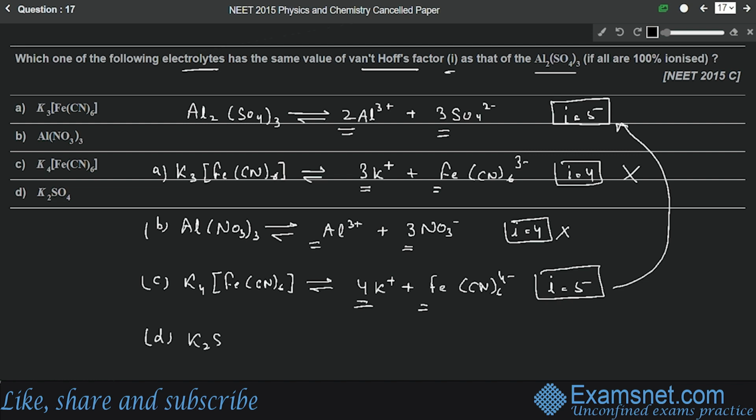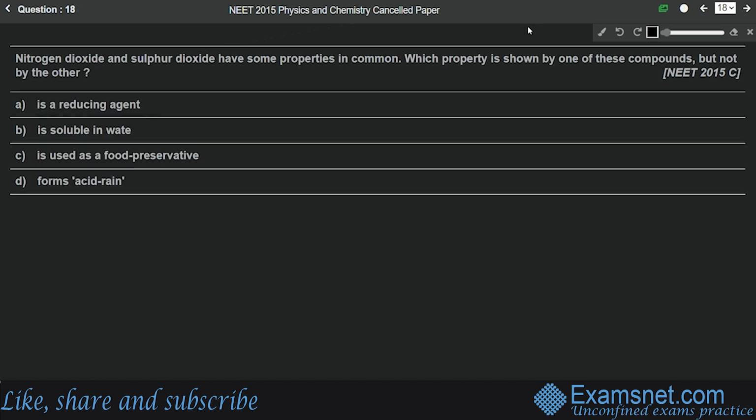This is K2SO4. So it will get dissociated into 2K plus ions and 1 SO4 2 minus ion. So in this case, total number of ions is 3. Van 't Hoff factor is 3. So this is also incorrect. The only correct answer is the third one. Option C will be the correct answer.